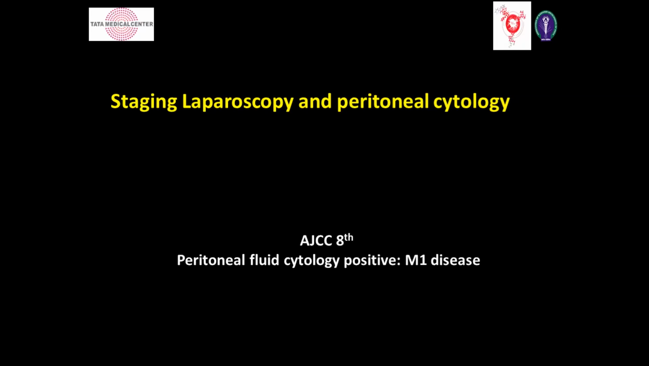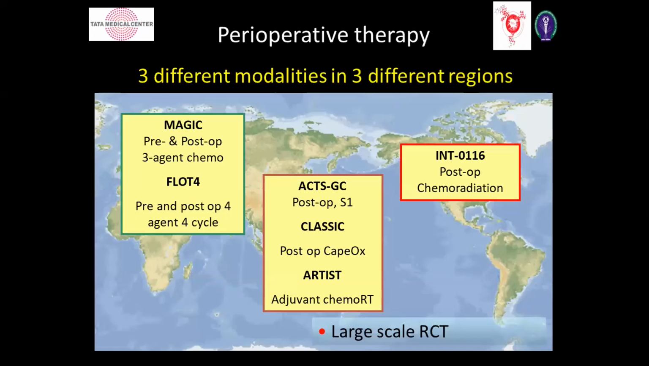As per AJCC 7 and AJCC 8, positive peritoneal cytology is considered metastatic disease. Now, perioperative management is an important part of gastric cancer. It depends on which continent you belong to. If I am from a European country, I'll get perioperative chemotherapy. If I am from an Asian country, especially Korea and Japan, I'll probably go ahead with adjuvant treatment. And if I am from the USA, I may get radiation after the operation.